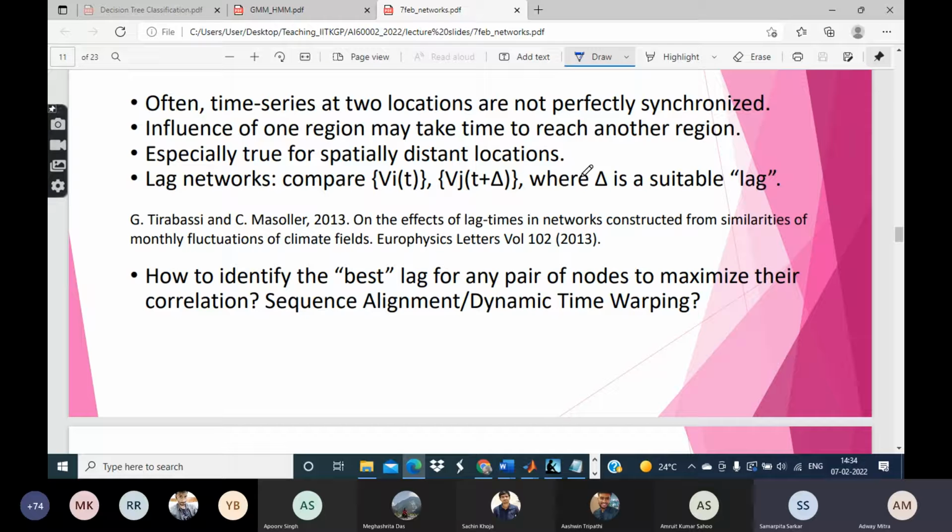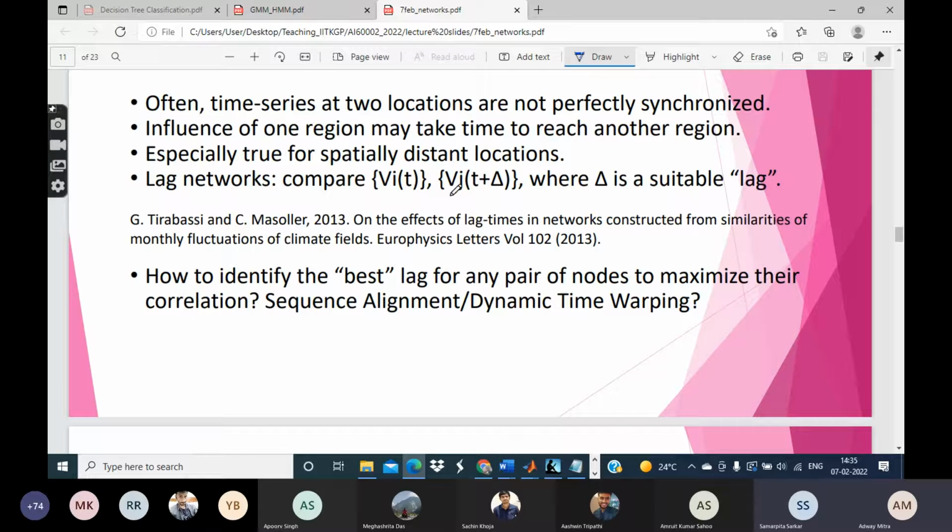So when data scientists are dealing with this kind of data, they consider multiple values of the lag, and then find for what value of lag the quantity being measured, be it correlation or mutual information, is the maximum.